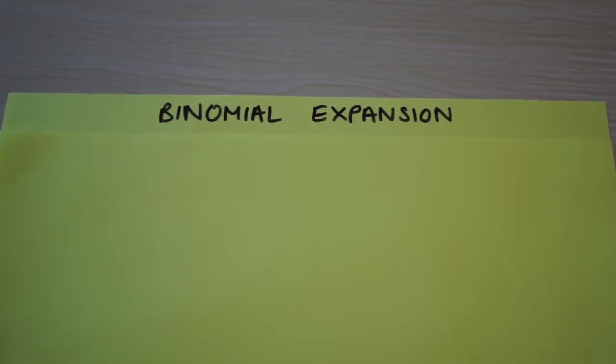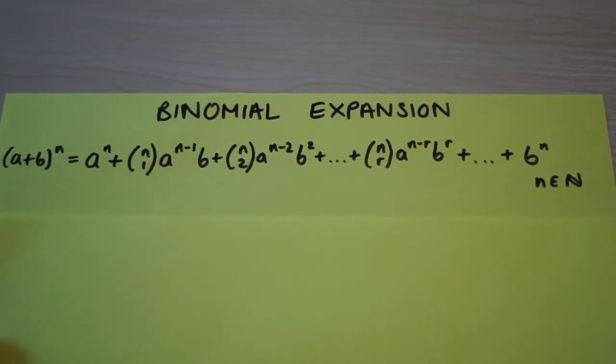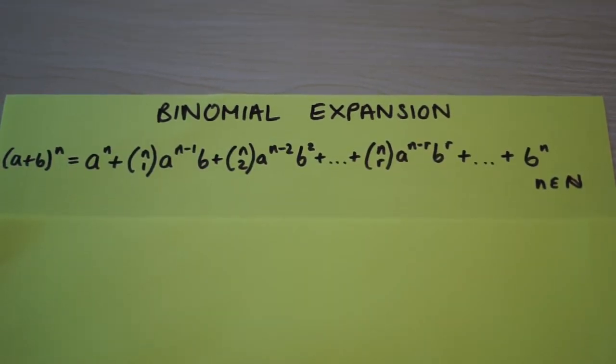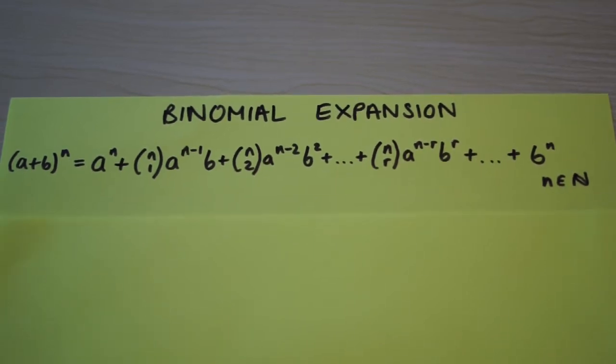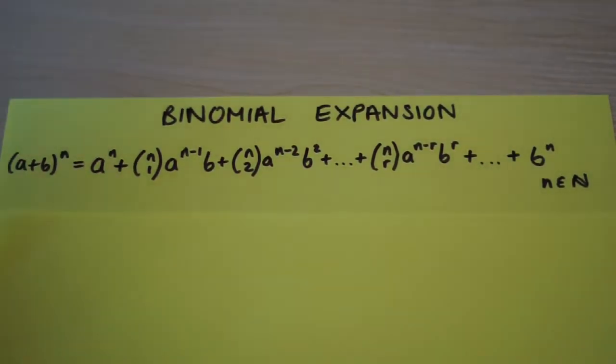Today I'm going to be going through how to use the binomial expansion. Here it is, here's the binomial expansion, and its purpose is to give you an easy way to expand brackets. So we have this bracket just here, a plus b to the power n, and we'd like to expand it. So the binomial expansion gives us an easy way to do that. Let's have a look at its features.